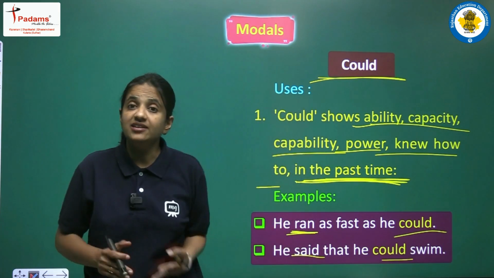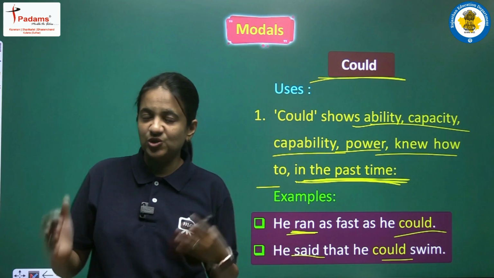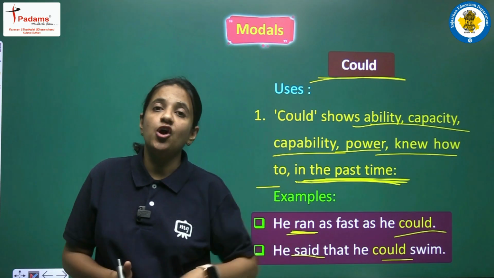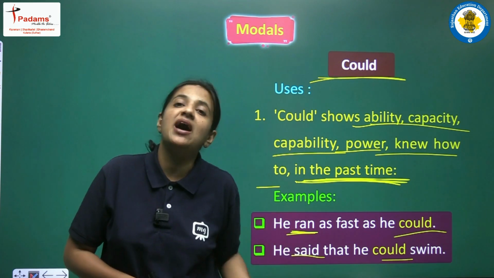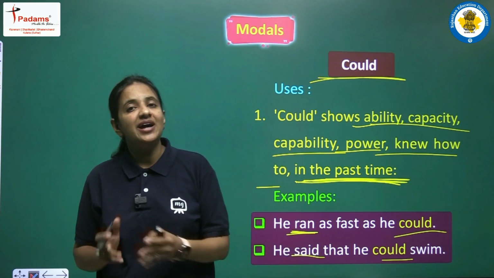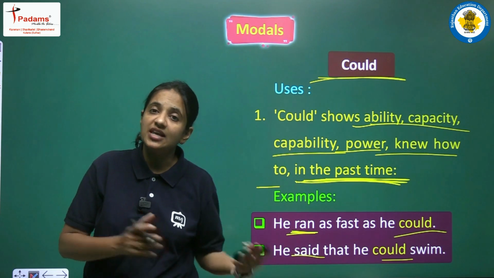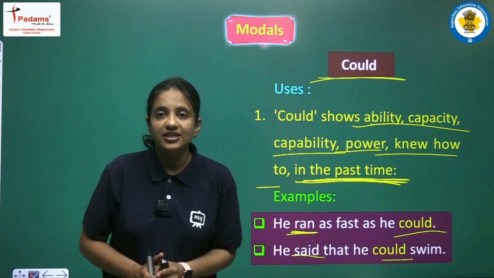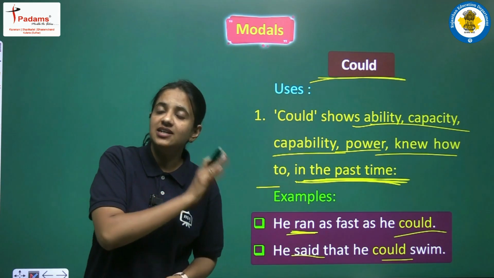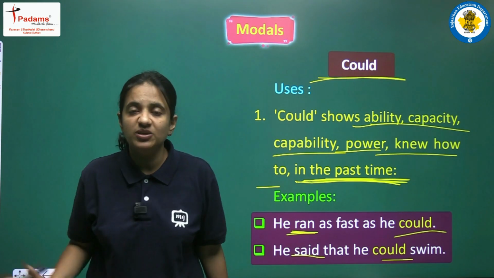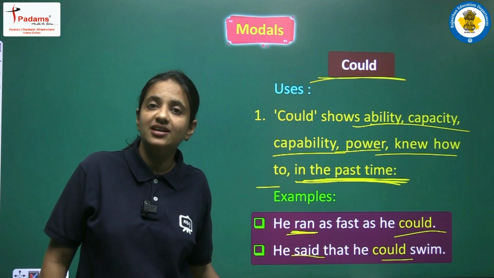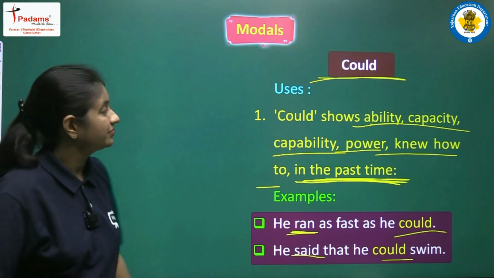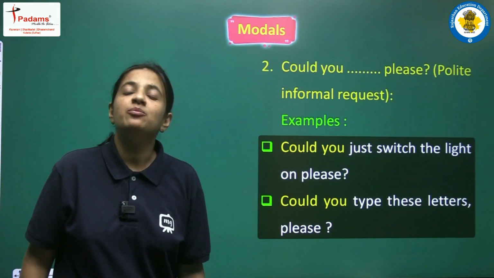So this is the basic difference between can and could. Can is used to show present ability, present capacity, capability, or we can say power, potential or skill. But could is used to show the same things, but all the things should be in the past time, or we can say past tense should be there in the sentence, like in these examples that we are having here. Alright. Next we are having one more use of could.